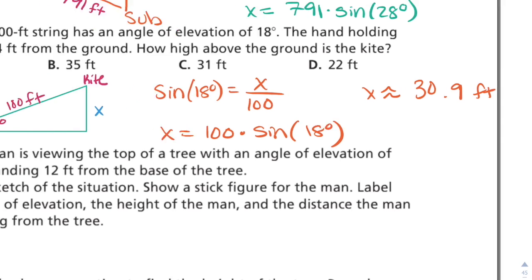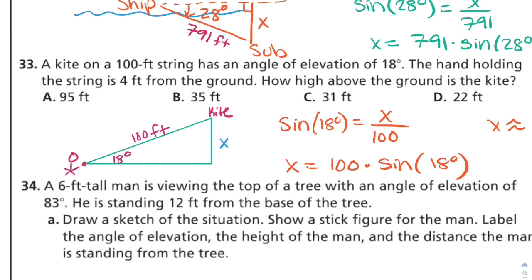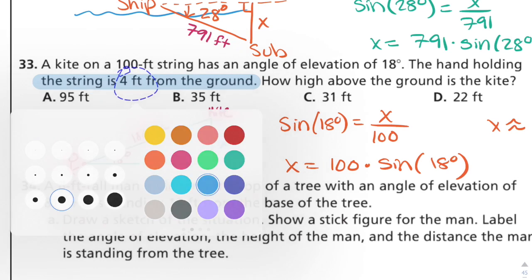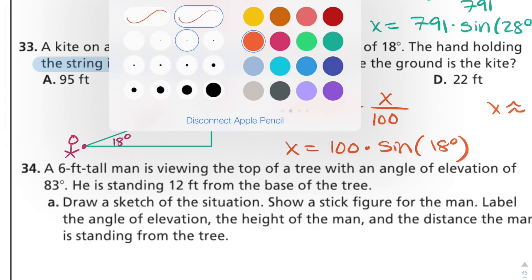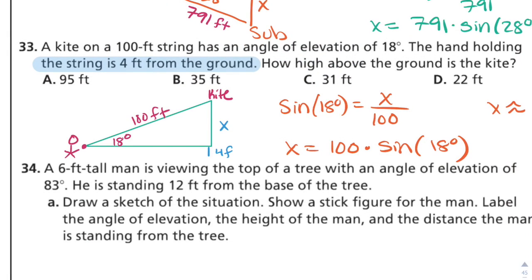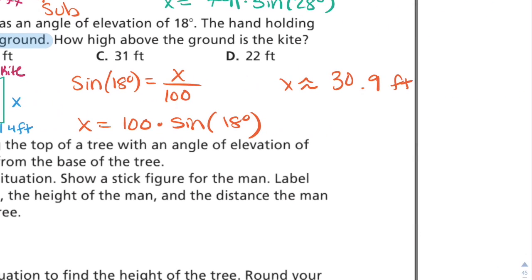feet. We have to be careful of this information of it being 4 feet above the ground beforehand. So the person standing there is 4 feet tall, or at least their hand is 4 feet in the air. So you want to include that 4 feet right here. That person's standing 4 feet, so we have to make sure that we add that 4 feet in. So we're going to add 4 feet to this. So we're going to say plus 4, x approximately equals 34.9.